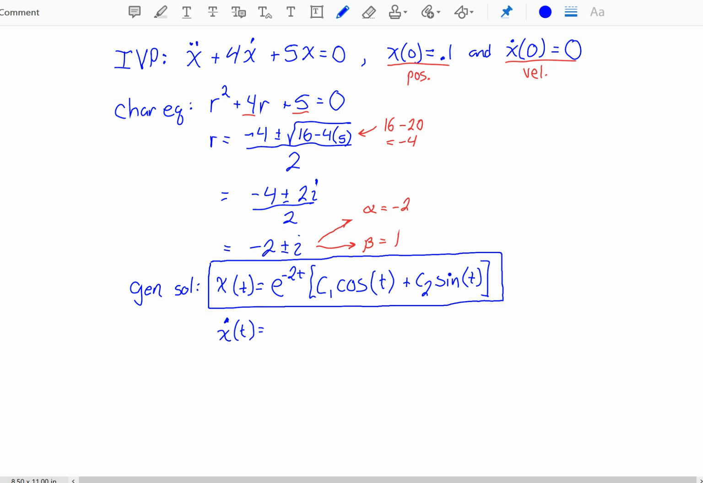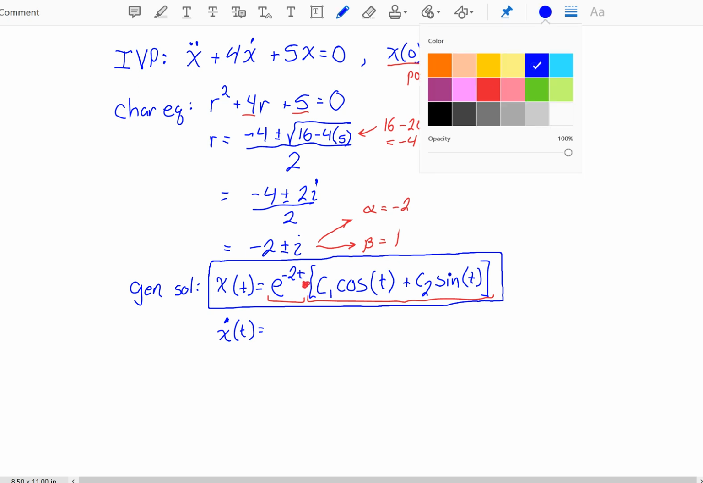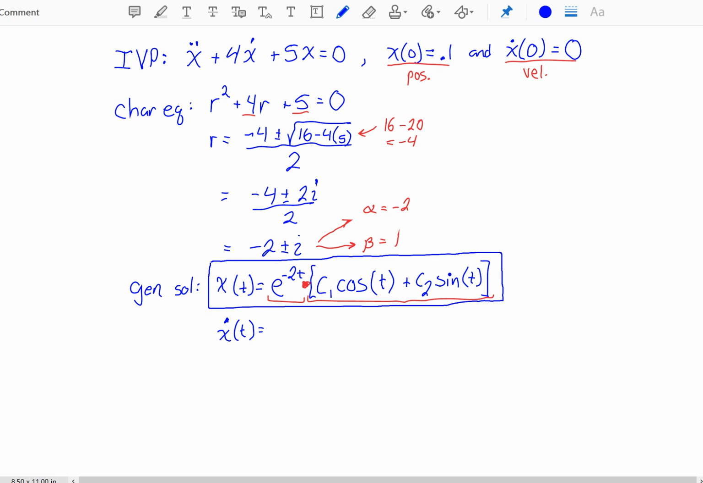When finding x dot, one of the common mistakes that students make is not to recognize that this is a product of two functions. Here's an exponential function times a combination of cosines and sines. But because I factored it, this is a product. So we need to use the product rule when finding our derivative. So here we go. The derivative of the first function: the derivative of e to the negative 2t is e to the negative 2t times, by the chain rule, the negative 2, which I'll write in front. The second function stays the same.